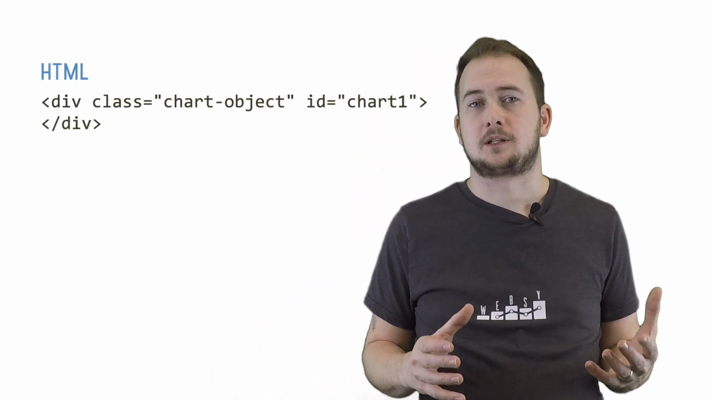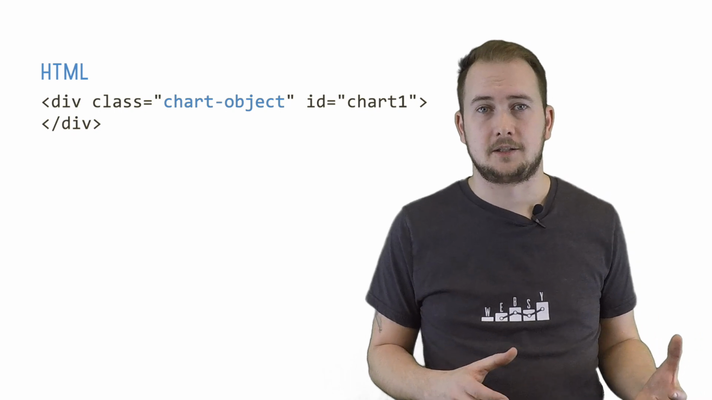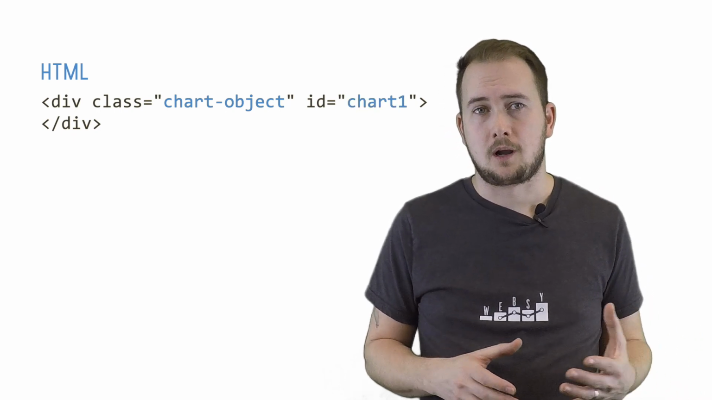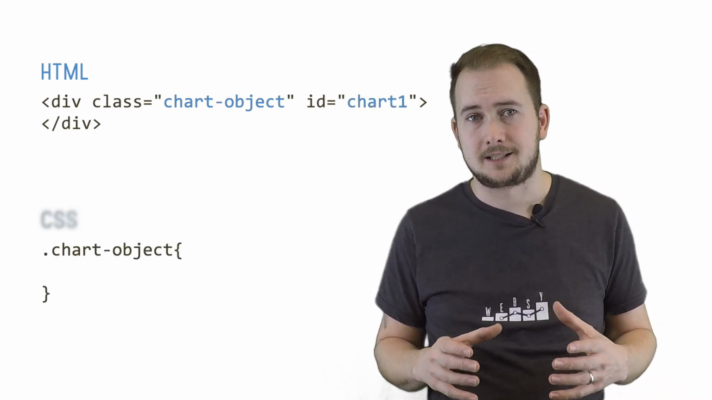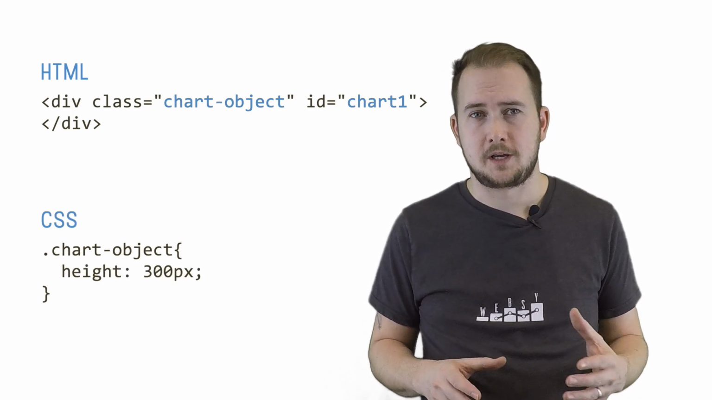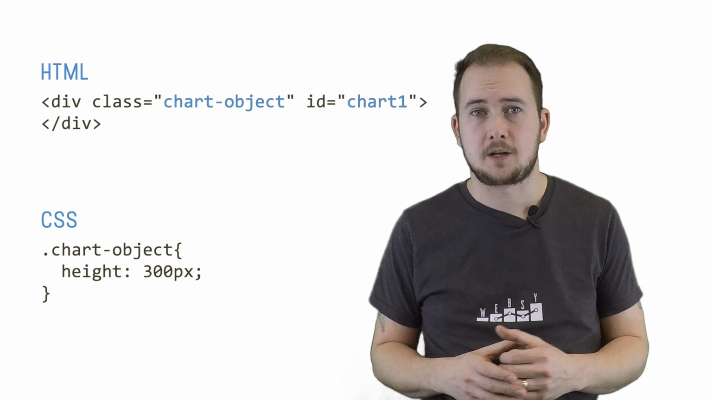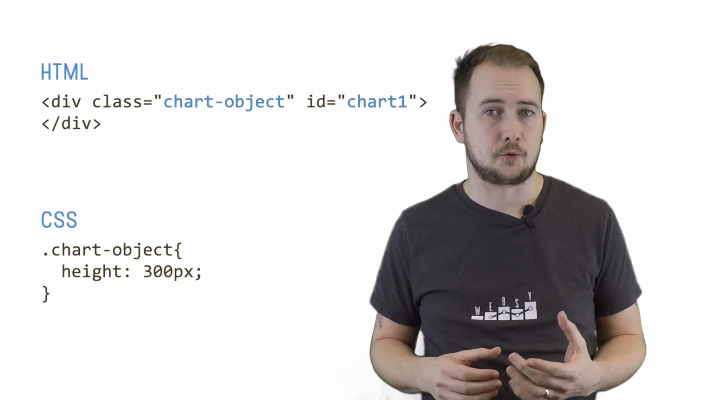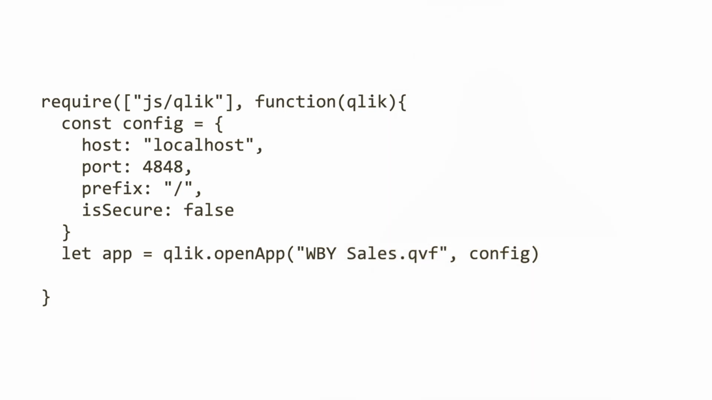We'll set up our object like this, giving it a class and an ID, and we'll create a new class definition in our CSS that contains a height declaration. We won't worry about the width because we're using a div, which, unless otherwise specified, will have a width of 100%. To embed the object in our web application, we call app.getObject, passing in the ID that we've obtained for the HTML element followed by the Qlik object ID.